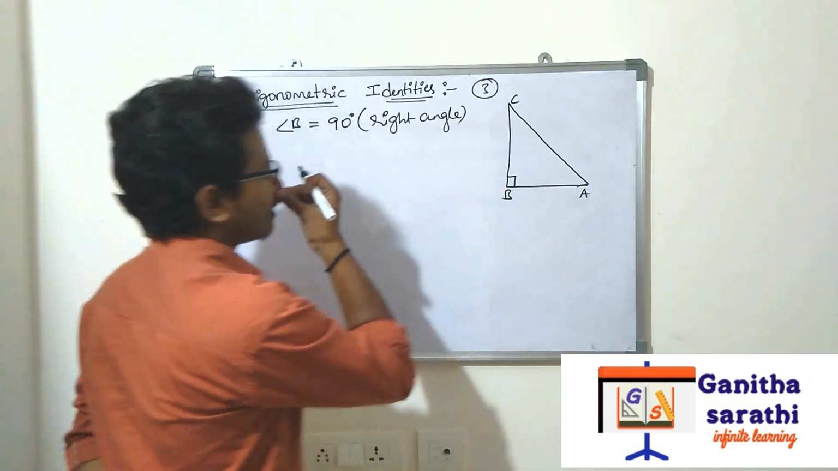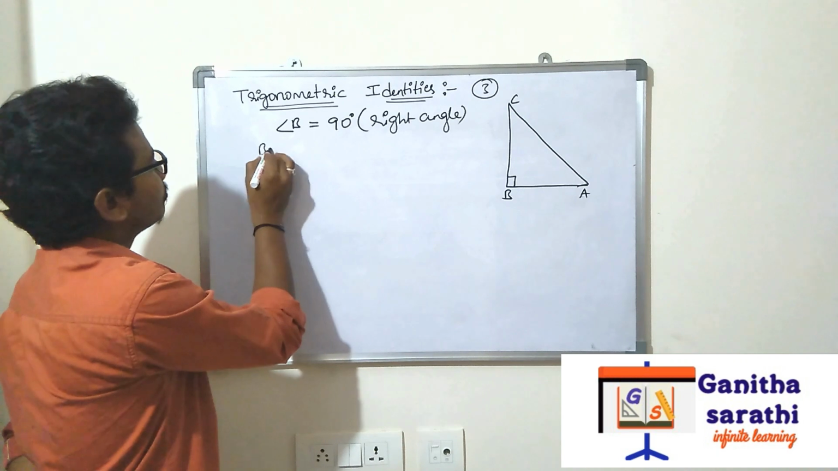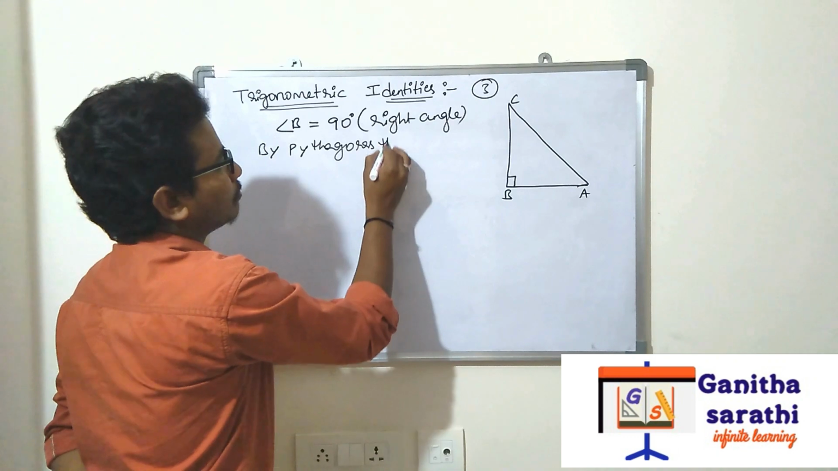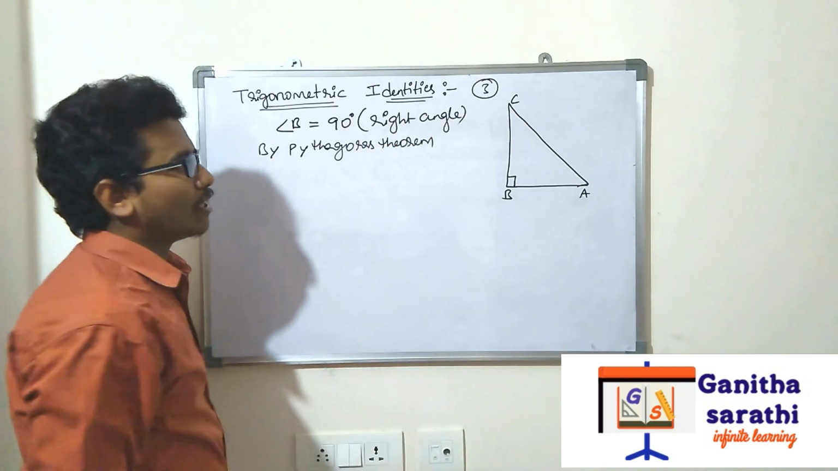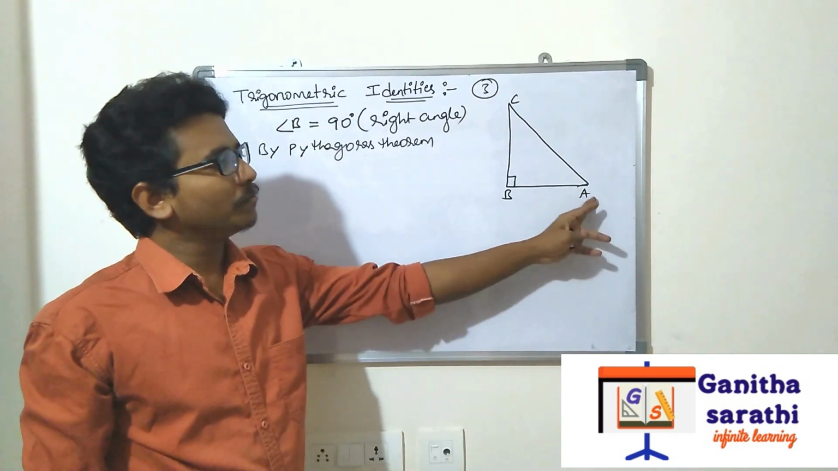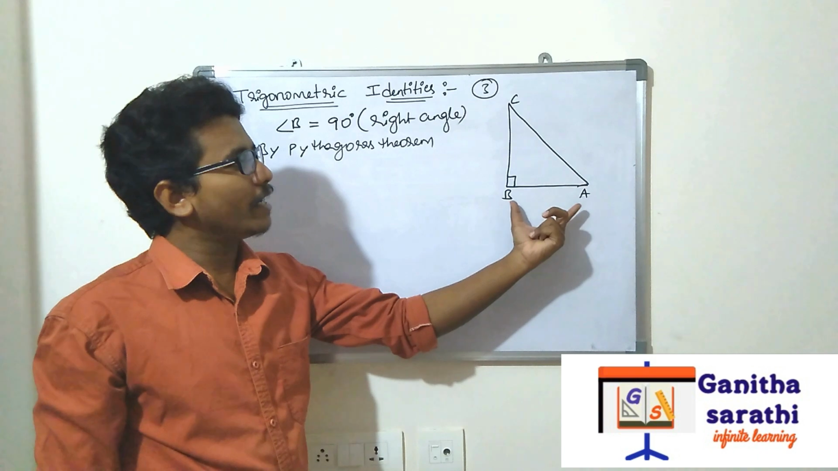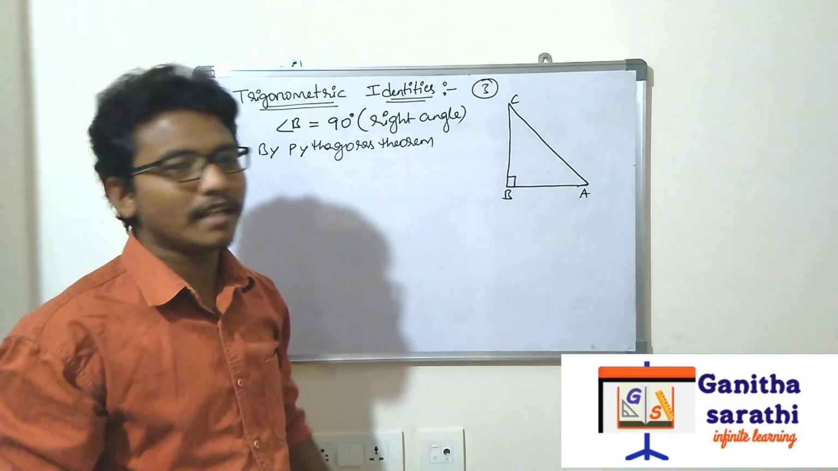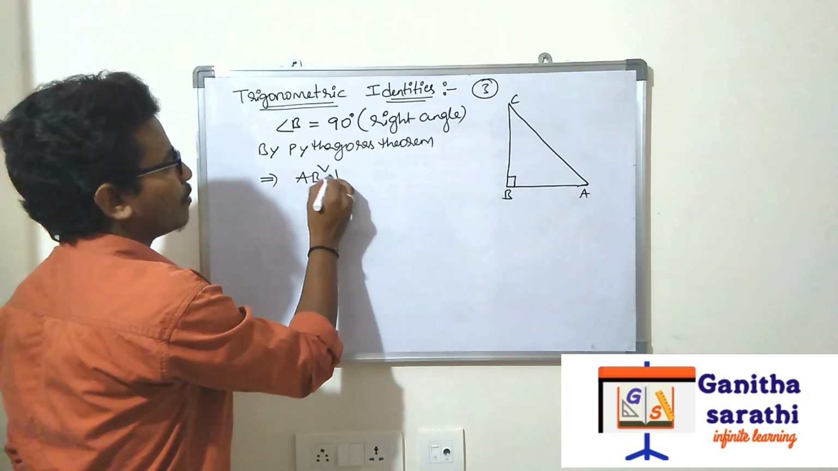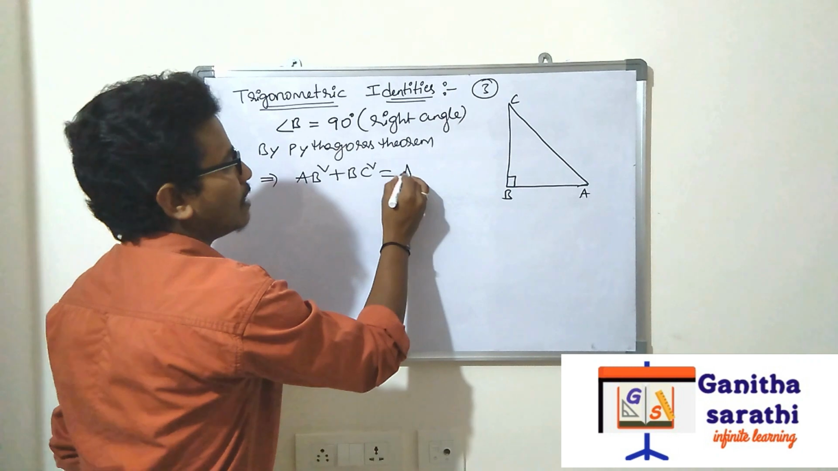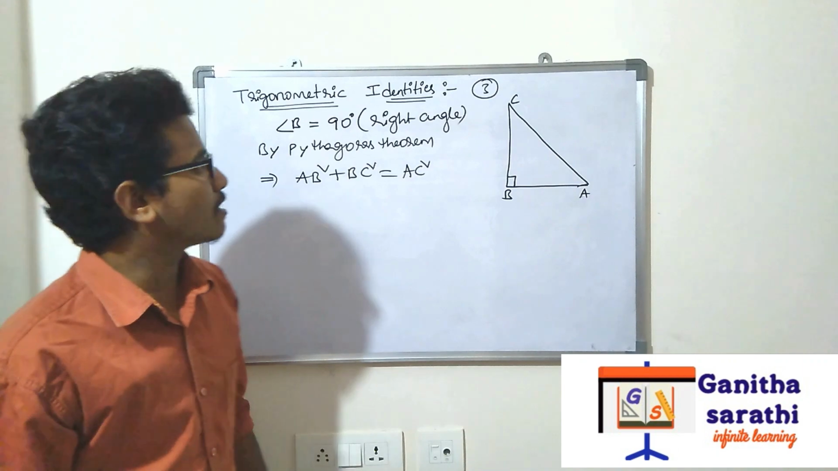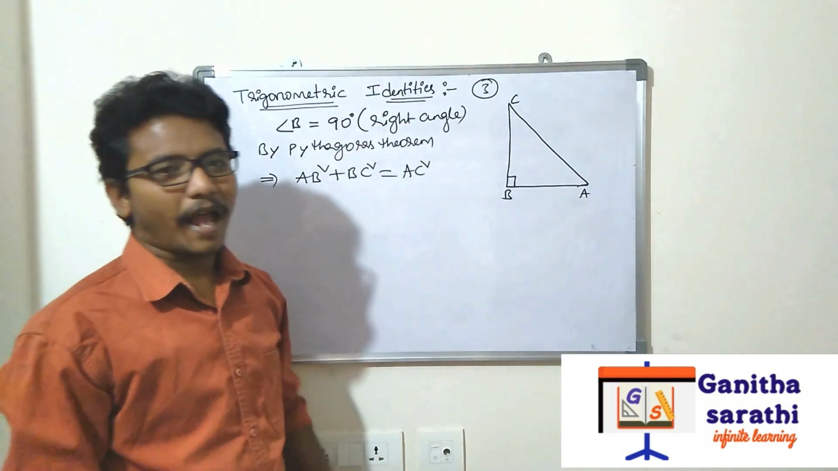Now see here. First, by Pythagoras theorem. What is Pythagoras theorem? Hypotenuse square is equal to side square plus side square. What is the hypotenuse here? AC is the hypotenuse, AB is a side, and BC is also a side. Now you can write it like this: AB square plus BC square is equal to AC square. Why am I writing like this? To get the identity.